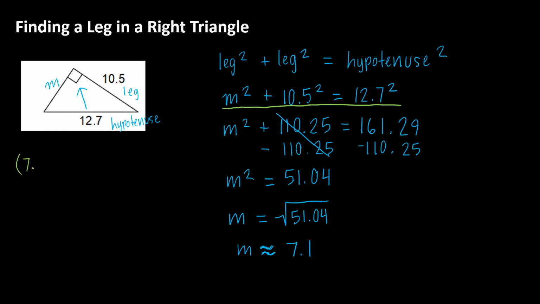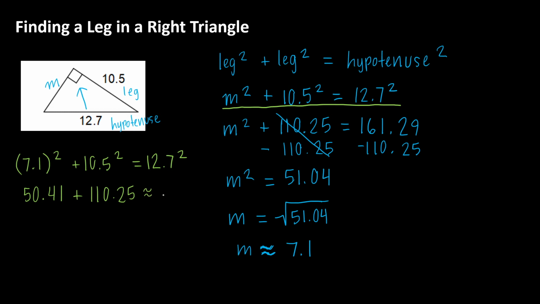I'm going to plug that in. So 7.1 squared plus 10.5 squared equals 12.7 squared. 7.1 squared equals 50.41. So you can already tell that it's not going to be exact, but it's going to be close. So we've got 50.41 plus 110.25, and I'm going to write the sign approximately because we know our answer is not going to be exact.